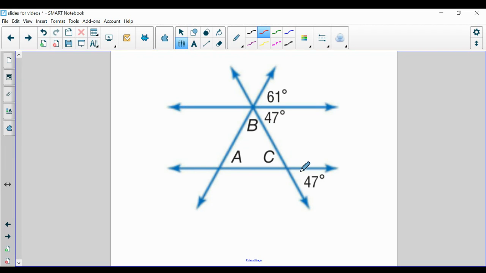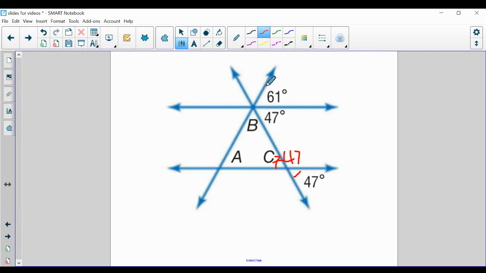So if we start right here, and this is a 47-degree angle, I know that C would have to equal 47 degrees as well because they are vertical angles. So C would equal 47. From there, I can try to solve for B because A, I don't have enough information for right now. Now, how it looks in the drawing, they all look like they should be equal, but we can't go based on what the drawing looks like. We have to go based on what the numbers tell us.